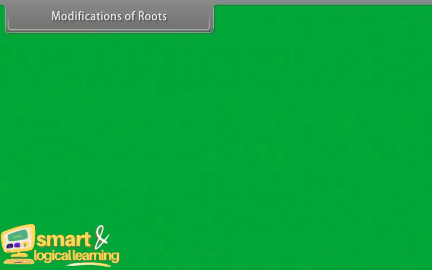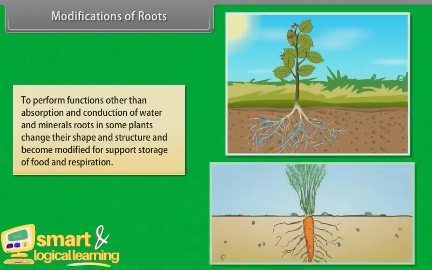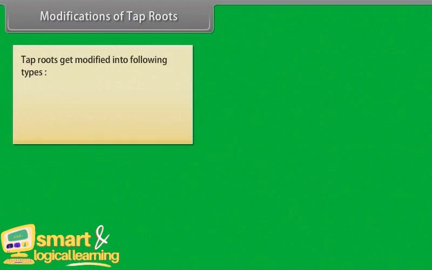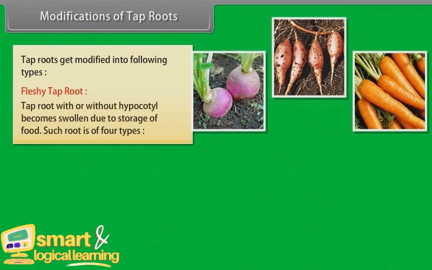Modifications of roots. To perform functions other than absorption and conduction of water and minerals, roots in some plants change their shape and structure and become modified for support, storage of food and respiration. Modifications of tap roots. Tap roots get modified into the following types. Fleshy taproot, with or without hypocotyl, becomes swollen due to storage of food.